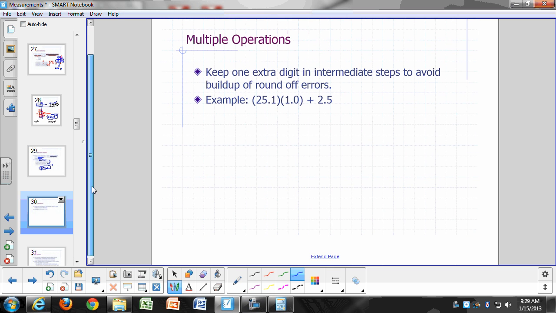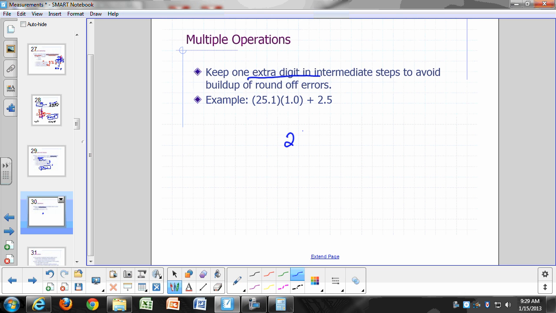But if you have to do multiple operations, then it's useful to just do it step by step, and you apply the rules for rounding in each step. But you have a tendency to build up round-off errors if you round off to the correct number of sig figs for each step. So it's best to keep an extra digit in the intermediate steps. Just make sure you keep track of what the last significant digit is in each step.